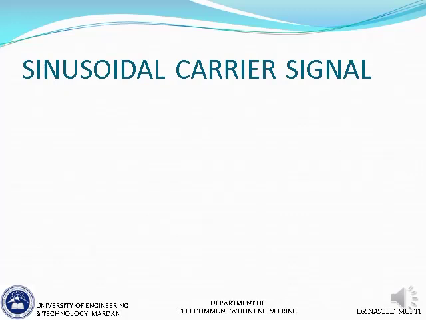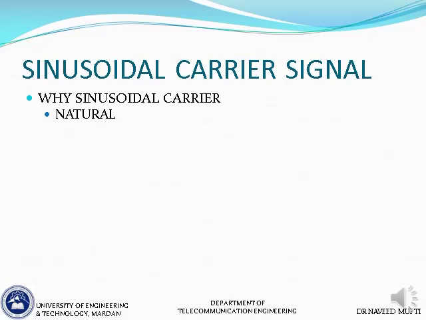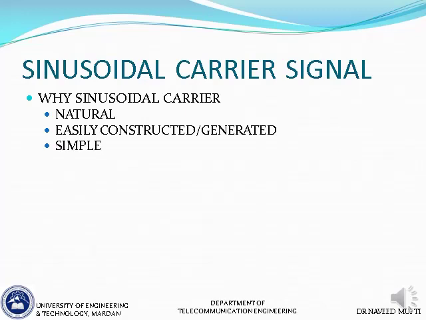Now coming over to the sinusoidal carrier signal, it's a very special type of carrier. Why is it selected as a carrier? Why not any other periodic signal? Why a sinusoid? Because it is natural. The sinusoidal cycle occurs in so many things naturally. So that is something which comes from nature, and that is why it is easily constructed. It can be easily generated. You just need a natural source. Of course, it is simple.